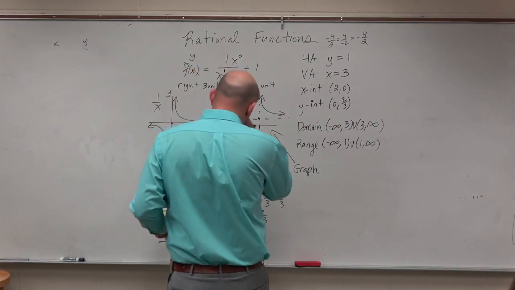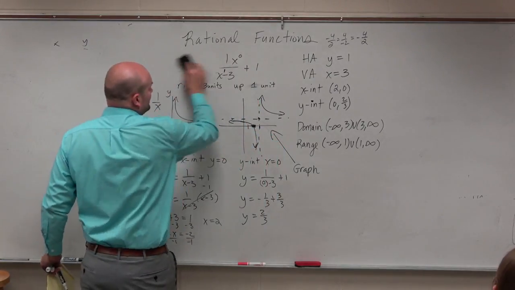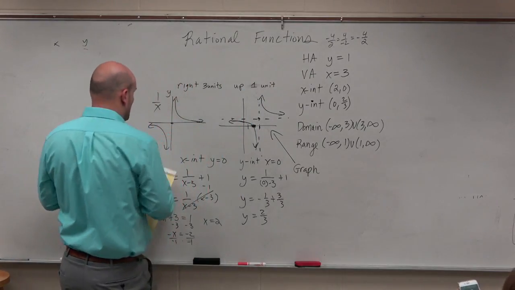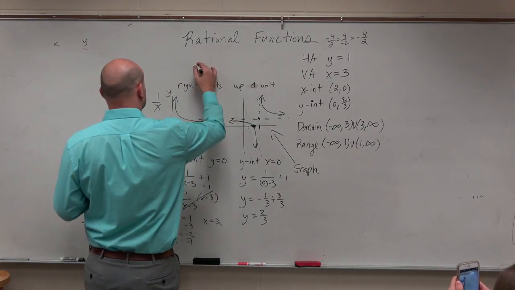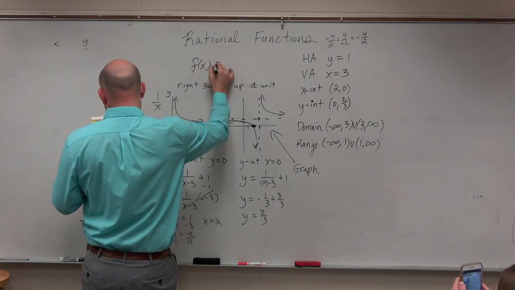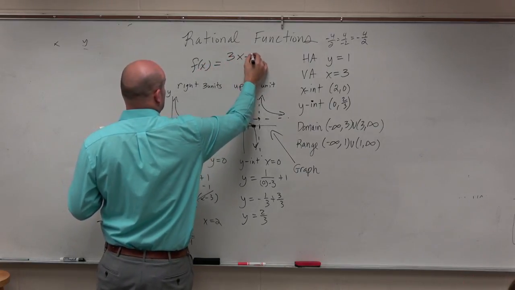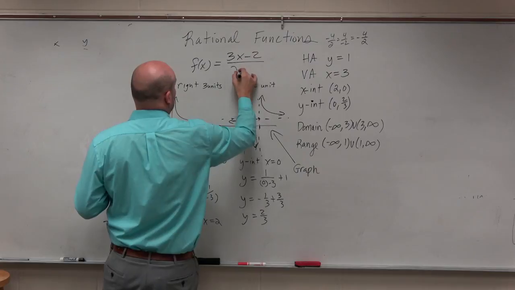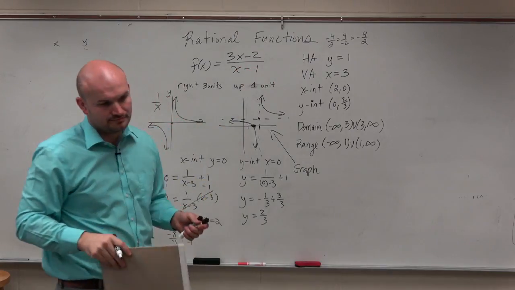Yes, we were going to do another example. All right, let's do another one. Wait, let me at least take a picture. All right, well, let me write down the new problem. f of x equals (3x minus 2) over (x minus 1).